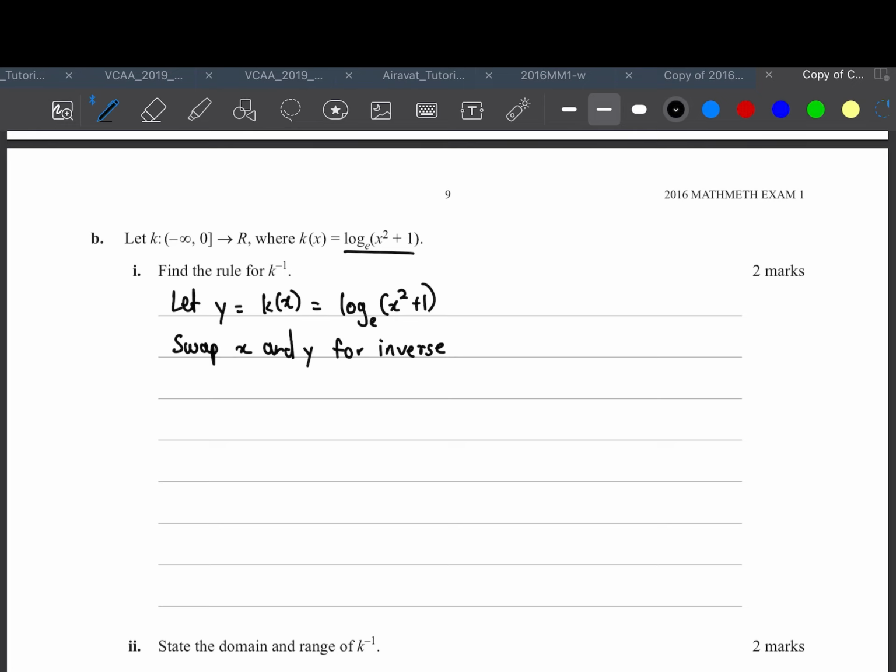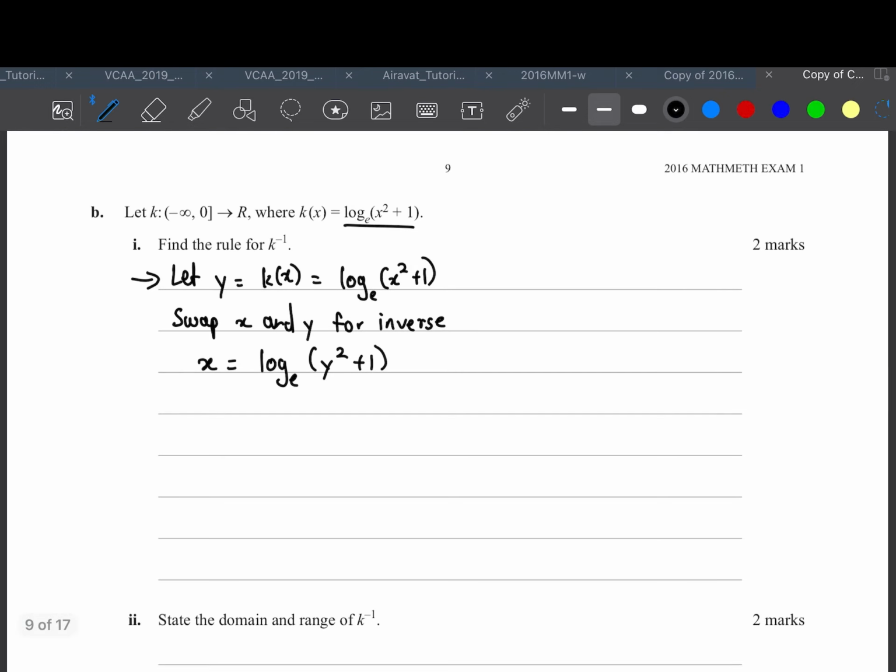Now we can easily say that x is just going to be equal to log base e of y squared plus 1. That's why I wrote let y equal k of x. The reason being that I'm going to use y later in my working out, so I just clarified what y is. It makes things easier for me. It also makes it clear to the marker that y is going to be k of x instead of just inputting y everywhere. So make sure you go for a systematic approach. That way it's easier for both parties.